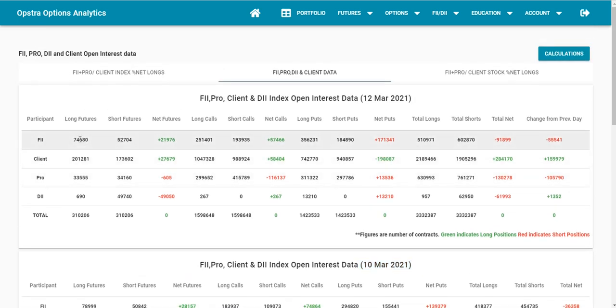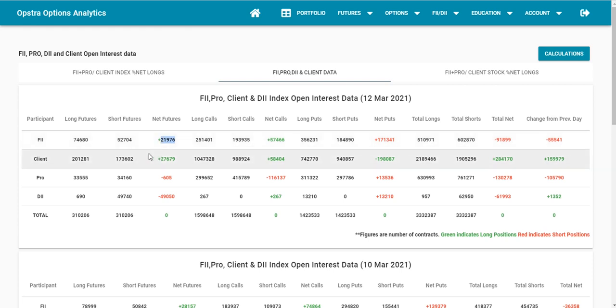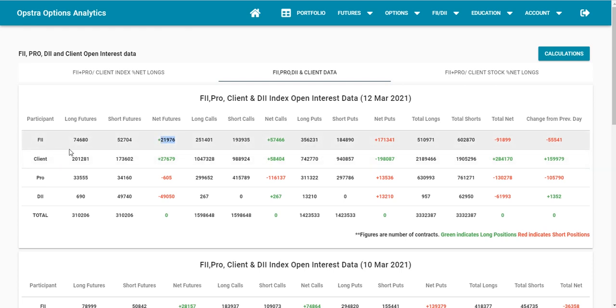So for the current position, if you look at this net future column, it is giving me plus 21,976. So 21k, or roughly 22k, is the total net FII future holding, net long side in the index.